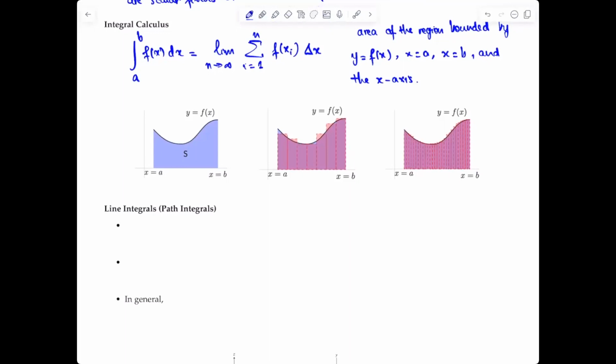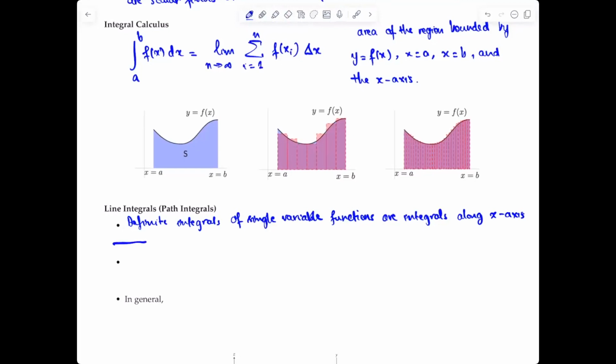Again, the formula we see here is the definite integral. Definite integrals of single variable functions are integrals along the x-axis, and they will tell you the area of a flat surface, or flat surfaces.